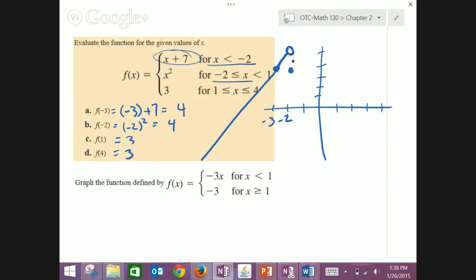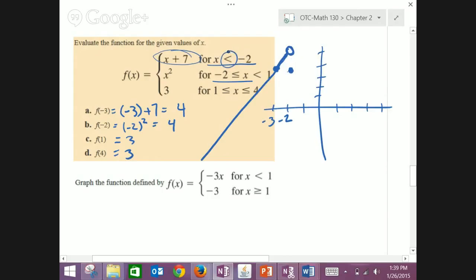F of minus 3 is 4. F of minus 2 is also 4. But in between minus 3 and minus 4, I'm still going up, approaching. If I would have plugged minus 2 into this function, it would be 5, but it's an open circle because this is strictly less than.